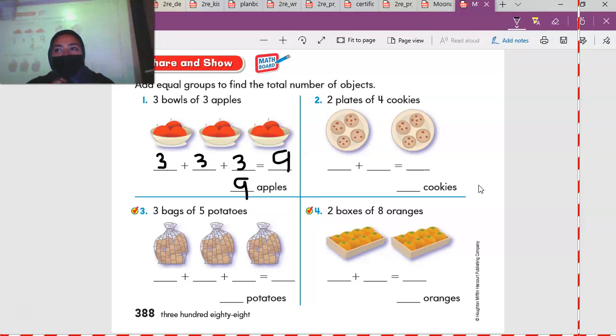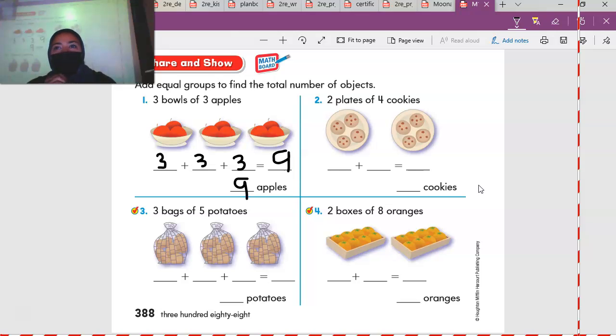Now we're going to skip count by 4s. Let's all count together. 4, 8, 12, 16, 20, 24, 28, and 32, 36, and last comes 40. Yeehaw! Good job.